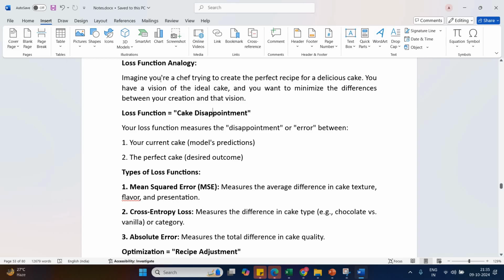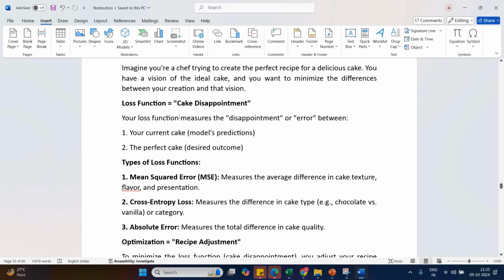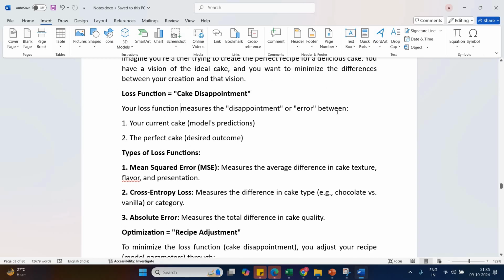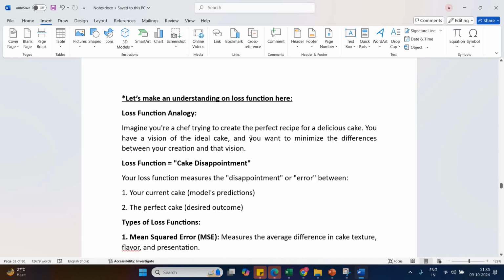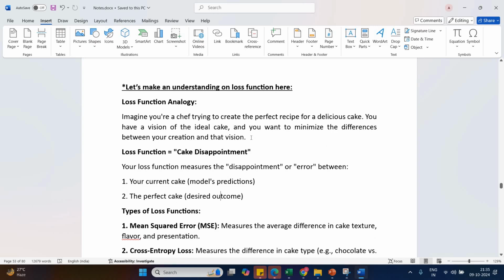So if you have that disappointment, like how much I deviated, then in layman's terms that is considered a loss function, right? Your loss function measures the disappointment or error between your current cake and the perfect cake. I mean, the model's prediction and your perfect cake, which is the desired outcome. Okay, so I hope you must have understood the analogy. This is very simple. There is nothing here which is making you confused.